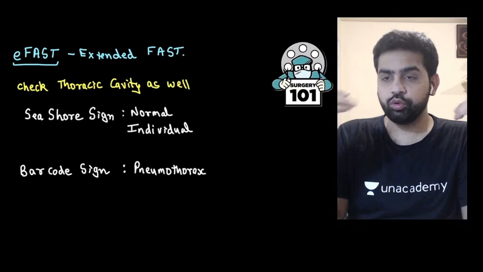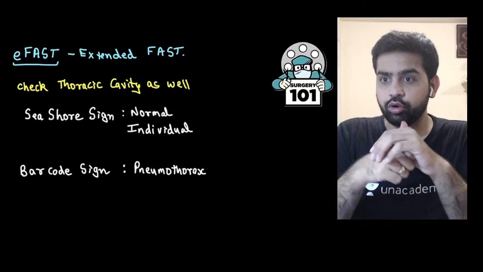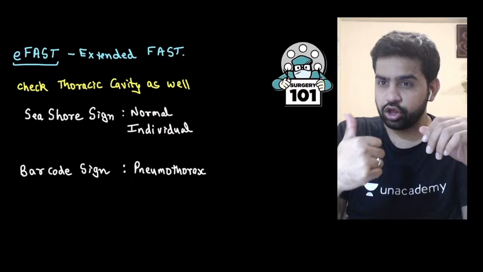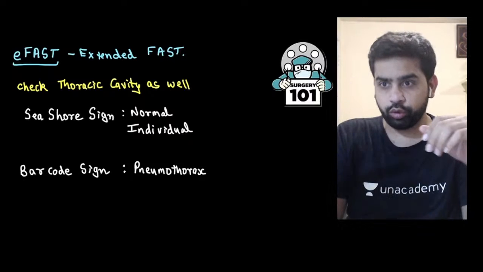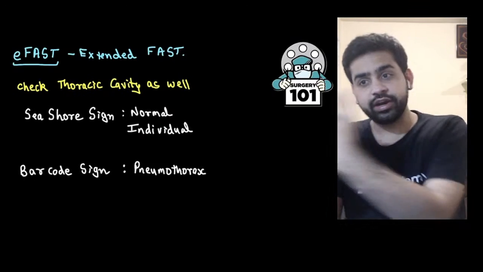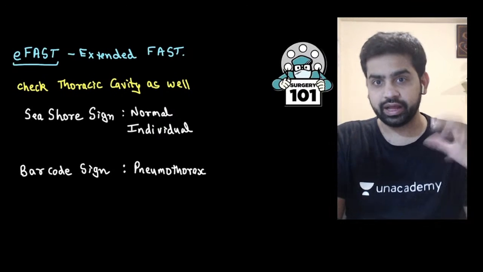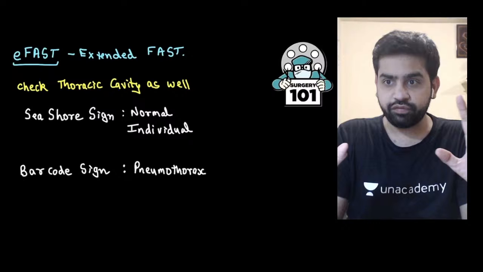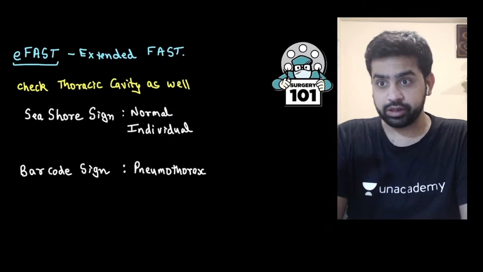In this, you have two signs. One is called the seashore sign, and the other is the barcode sign. What is the seashore sign? The seashore sign tells you that the lungs are expanding, hitting the thoracic cavity, and then going back. This is what is referred to as the seashore sign. It is a normal finding, present in you and me both, in all of us.